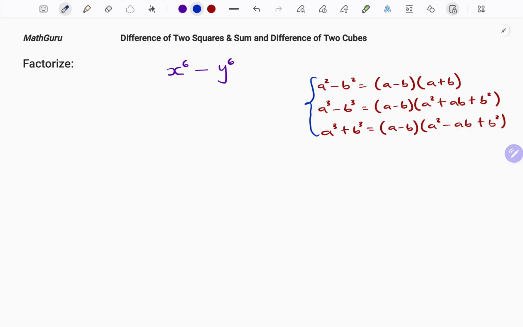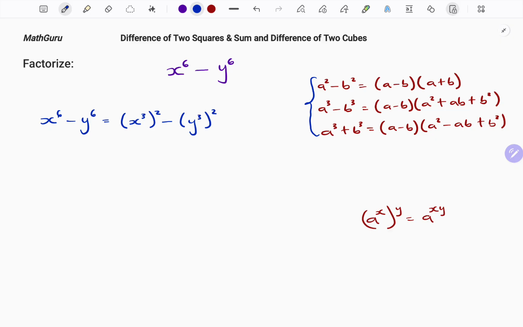So starting with the squares, if I rewrite x to the power of 6 minus y to the power of 6, and I want to apply the difference of two squares, a quick recap, the law of exponents states that if I have a to the power of x, raised to the power of y, is the same as a to the power of x times y. So if I break that down, I have it as x to the power of 3 all squared minus y to the power of 3 all squared.